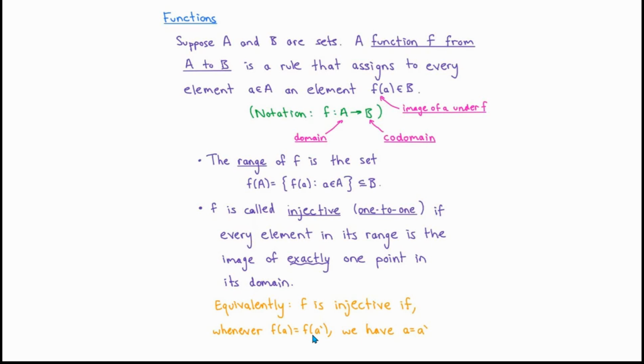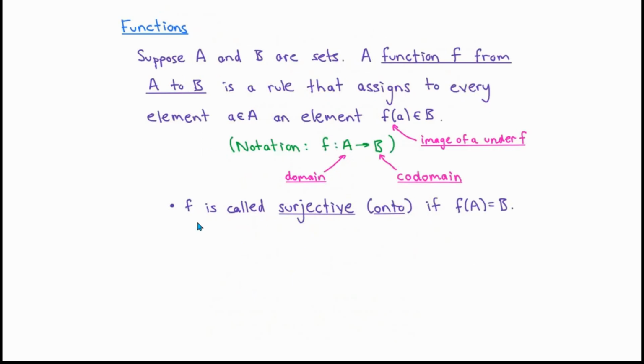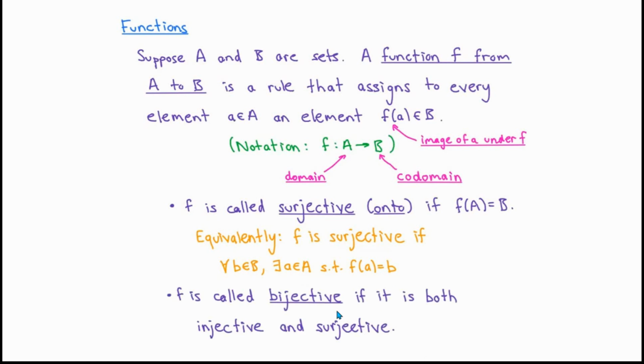Next, we say that the function f is surjective or onto if the range is equal to the codomain. In other words, f is surjective or onto if for every b in the codomain there exists an a in the domain with the property that f(a) equals b. And finally, a function f is called bijective if it's both injective and surjective. In other words, if it's both one-to-one and onto.